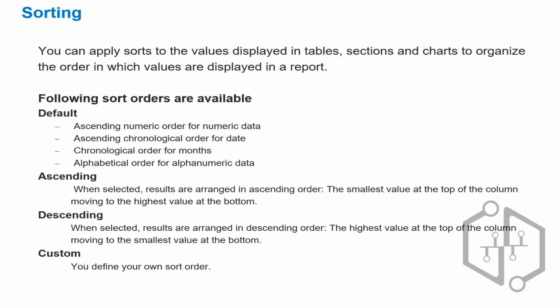Sorting is the same as in Excel. We can apply sorts to the values displayed in tables, sections, and charts to organize the order in which values are displayed in a report. To organize the values, we can apply sorts by ascending order, descending order, or custom order. If we want to assign some manual sort, then we can create a custom sort.